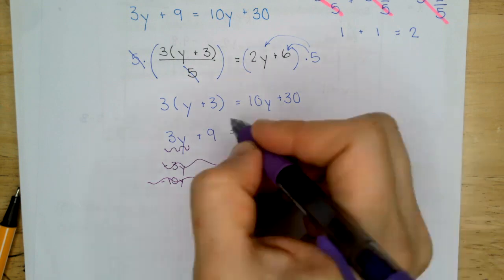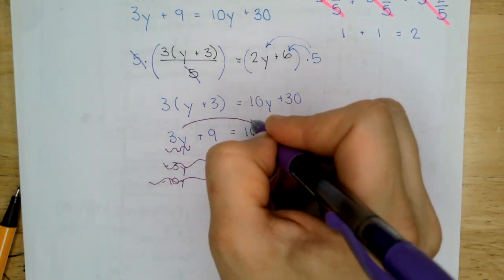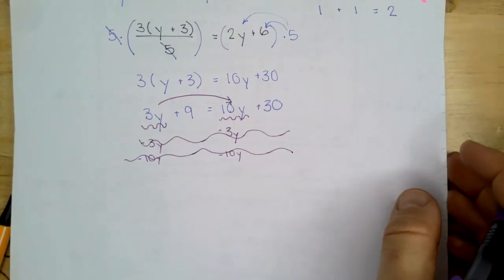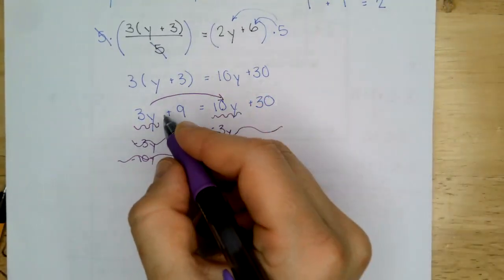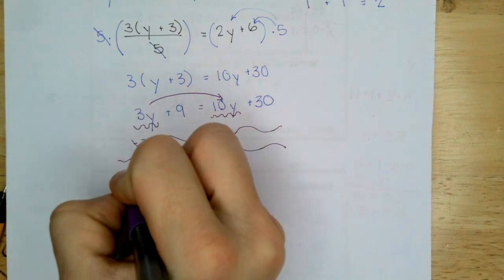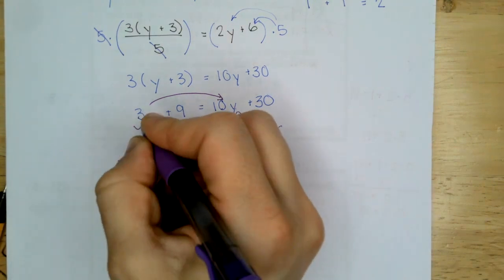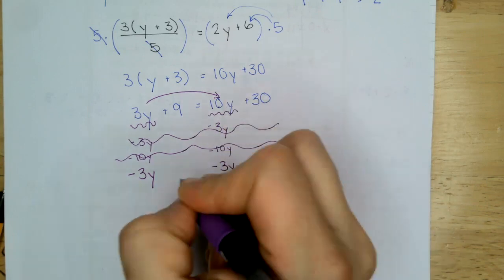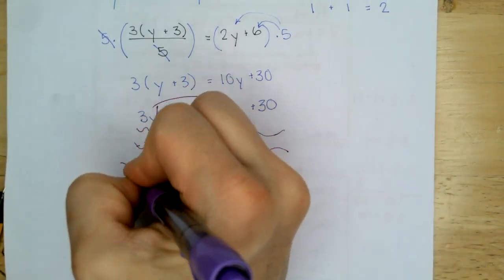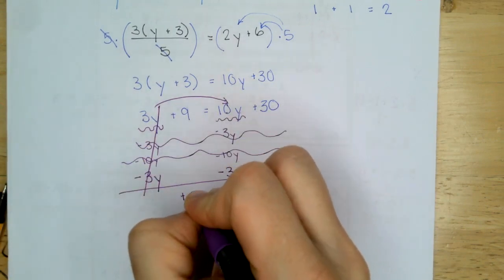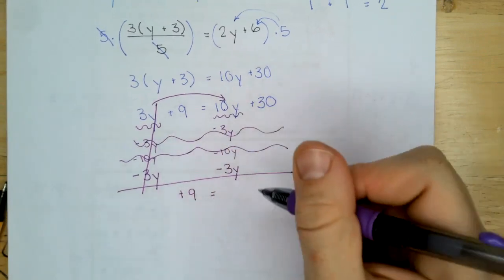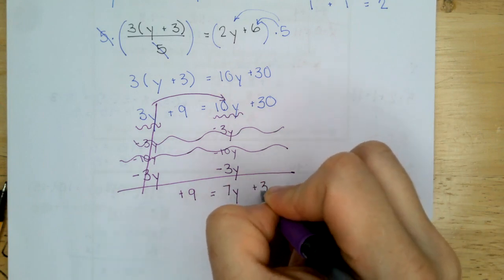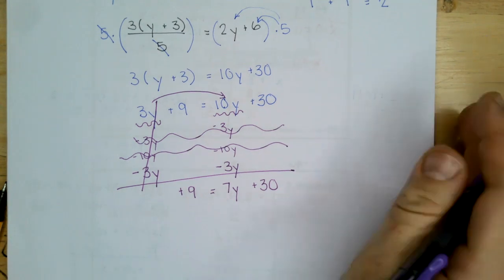So I would like to move the 3y over here, even though it'll be kind of not the way you usually see it in a math book. So I'm going to say minus 3y because I don't want this 3y over here. I want the 10y. Focus on the bigger y. 3y minus 3y cancels. I still have a plus 9. 10y minus 3y, 7y, plus 30. Obviously, you don't need that plus 9. You can just write a 9.